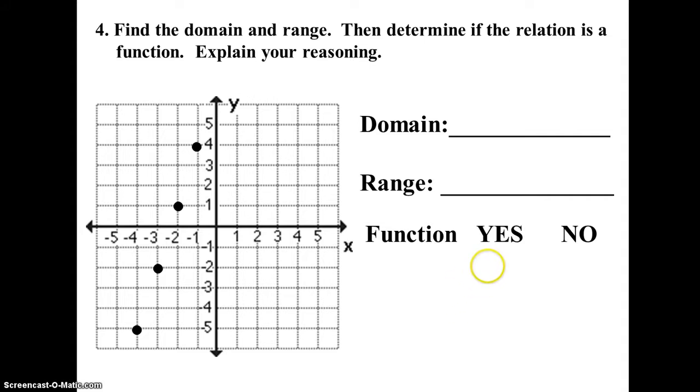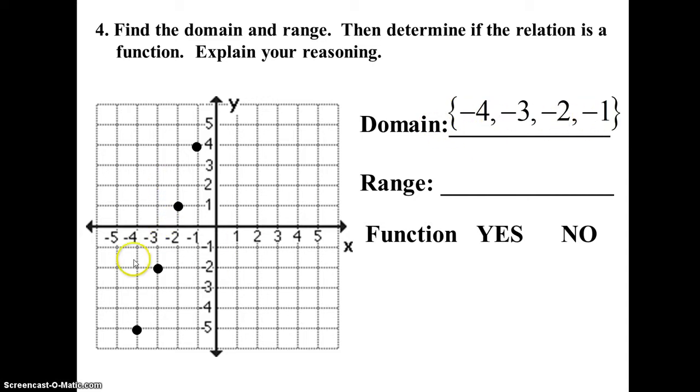Okay. So on example 4, we are given a graph and we're asked to find the domain and range and then determine if the relation is a function and explain our reasoning for it. So the domain are the input values. They're the x values. So let's go in order from least to greatest. So we're going to go across the graph from left to right. We see that this x value is -4, and this one is -3, and this one's -2, and this one's -1. So there you go. There's that set notation using the braces. You can use them or not. It doesn't matter, as long as you order these from least to greatest.